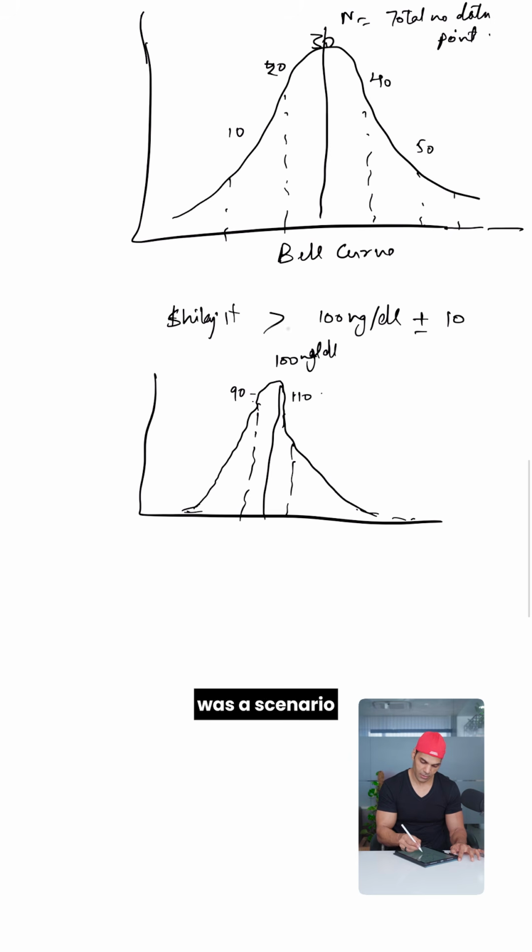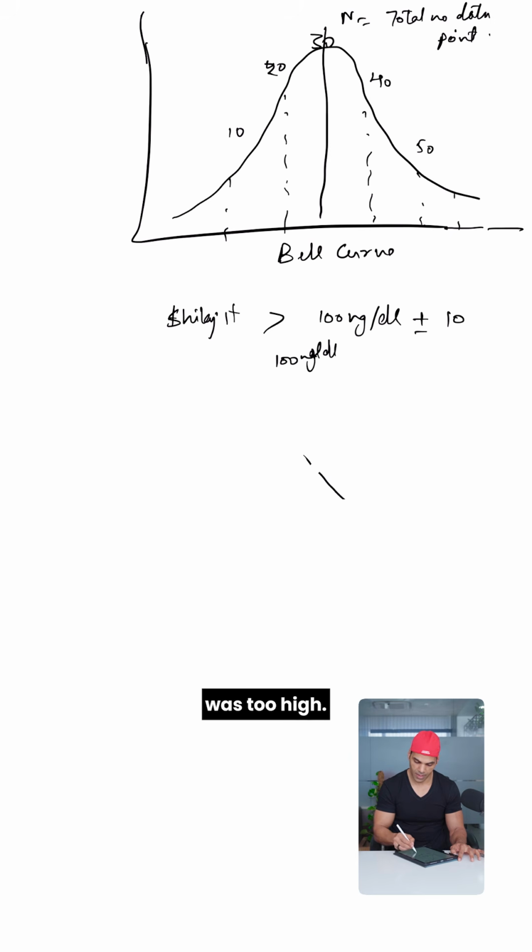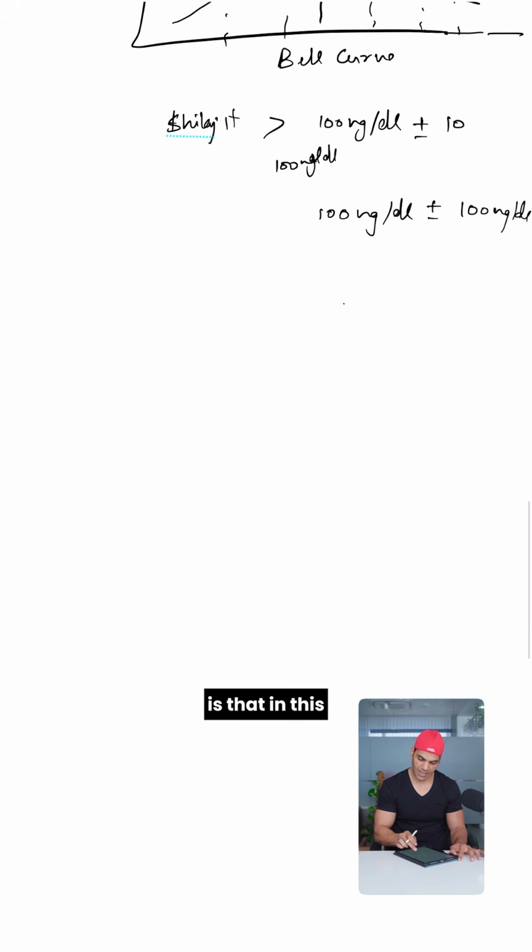But let's say there was a scenario where the standard deviation was too high. Instead of plus minus 10, let's say somebody says the values were plus minus 100 ng per dl. Now this is problematic, because in this case some people are getting their testosterone levels boosted up to 200 ng per dl, while some people are also reducing their testosterone levels by 100 ng per dl, which means on a net basis this result cannot be trusted.